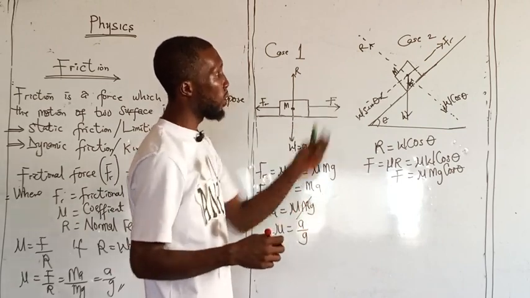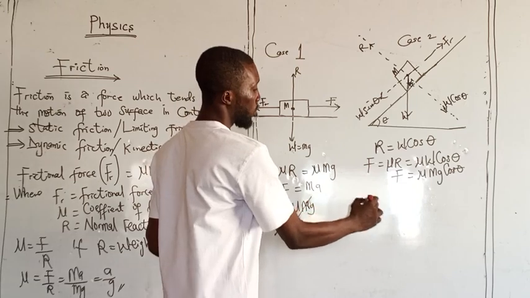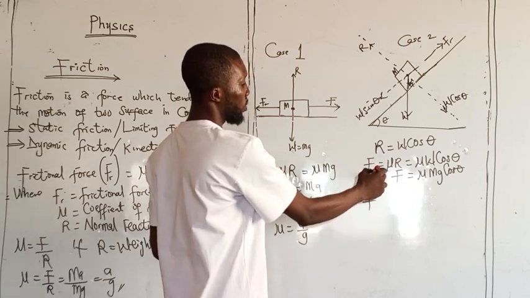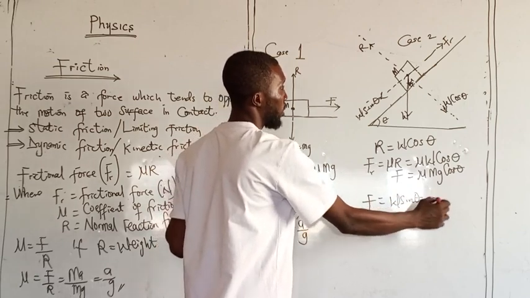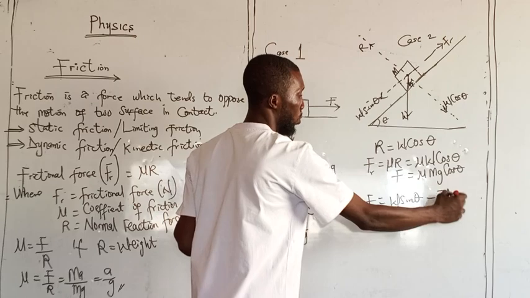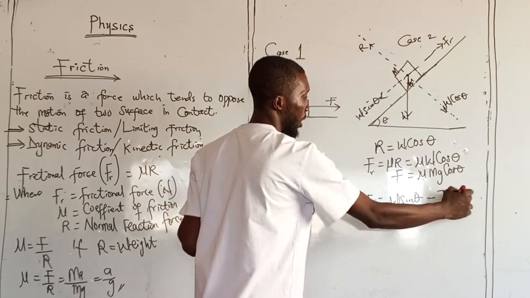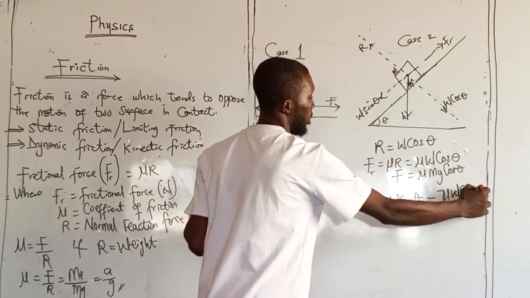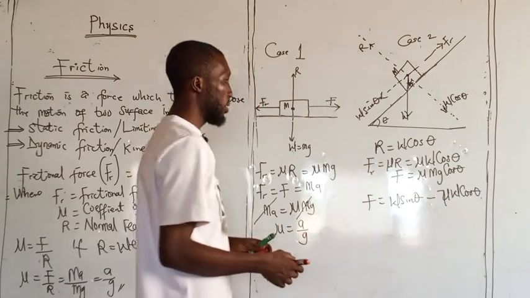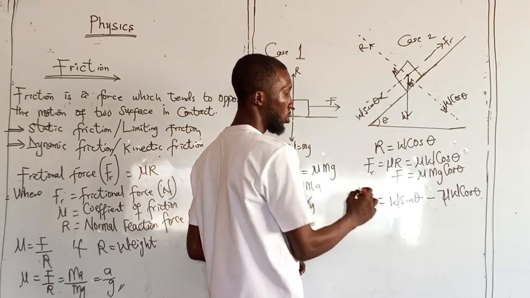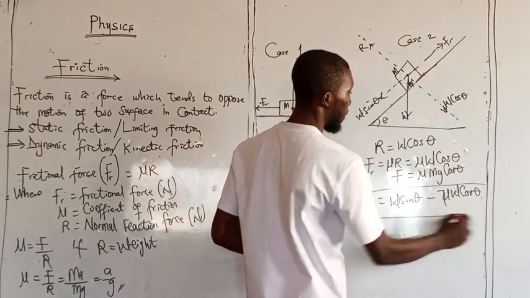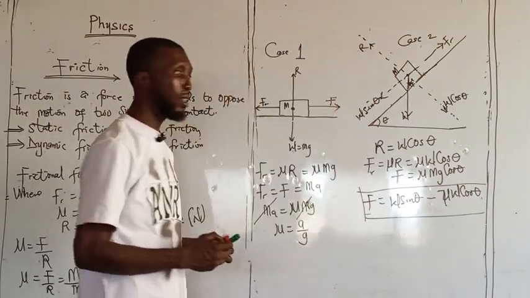So if you have to find the force that will be able to stop it from moving, the force becomes the force of weight, W sine theta, minus frictional force, which is mu W cos theta. So that is the force that will stop it. Unless you are asked to do so, you don't have to do it. Maybe when we start applying this to questions, you understand better.